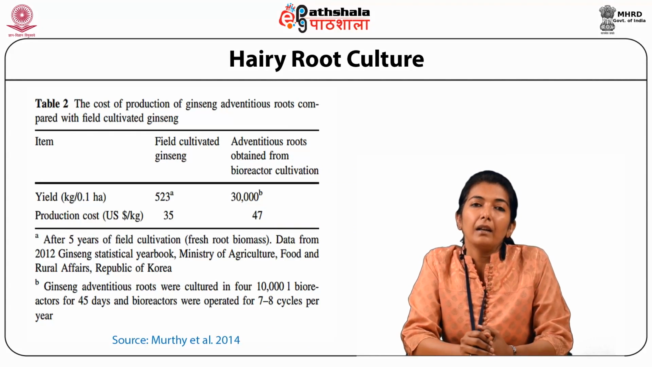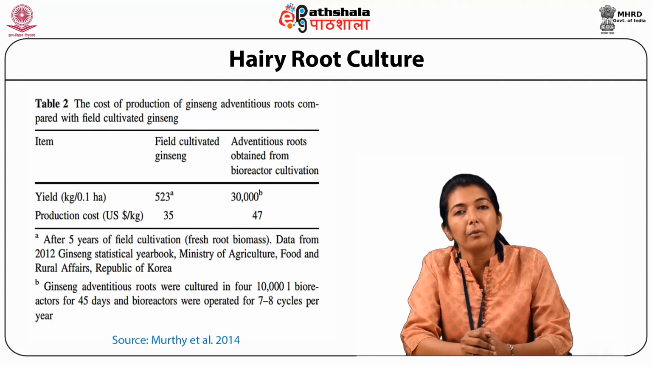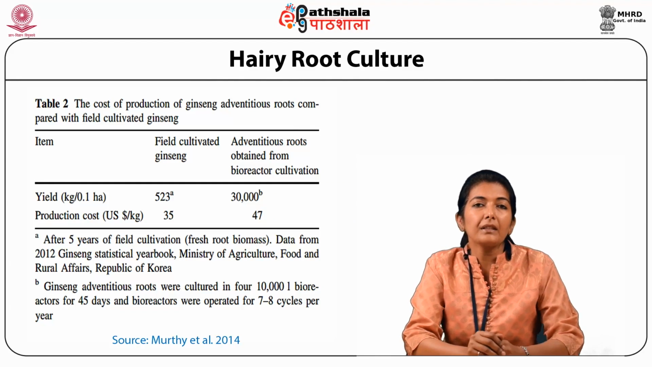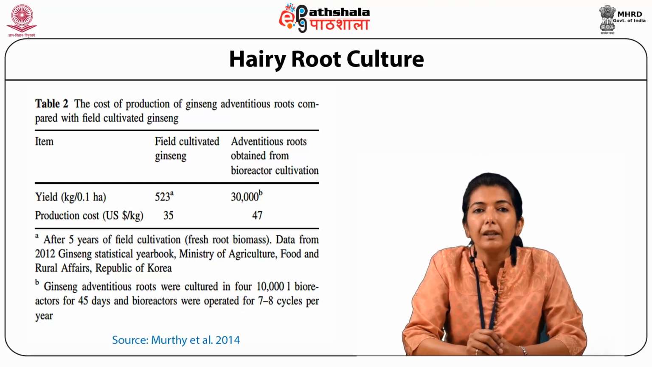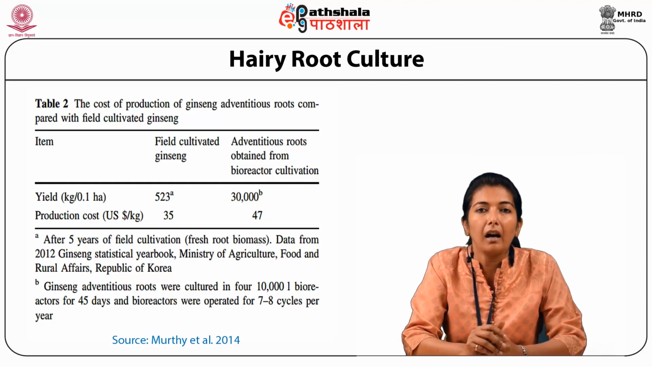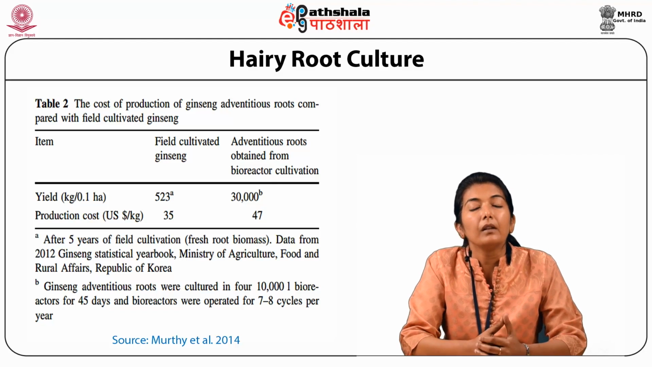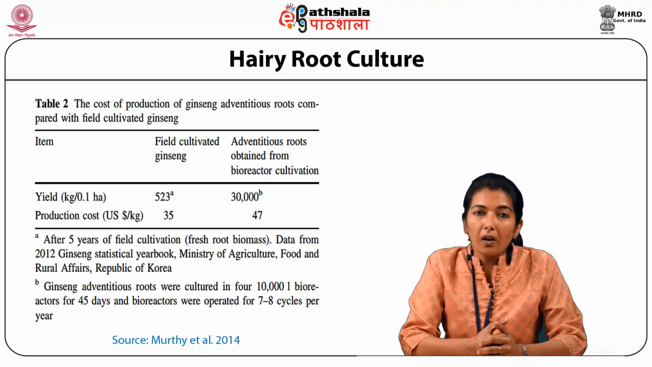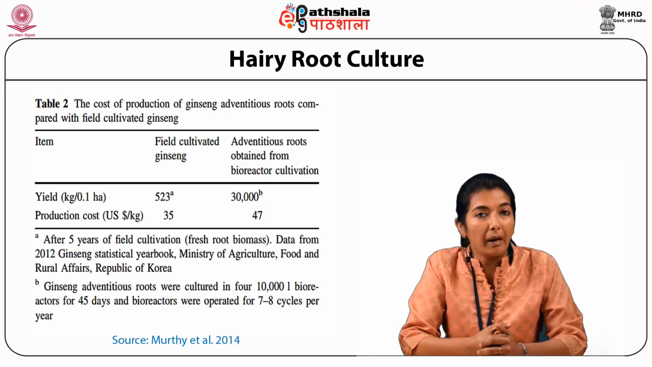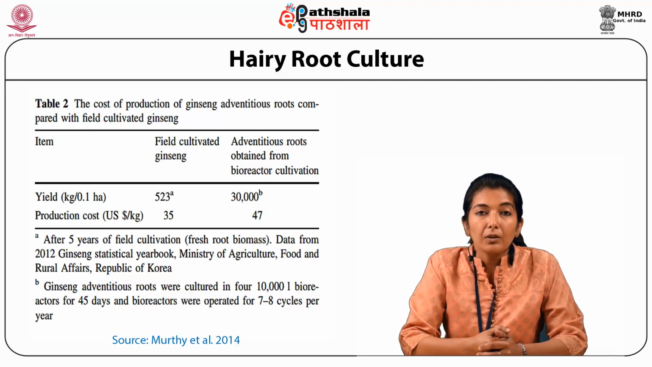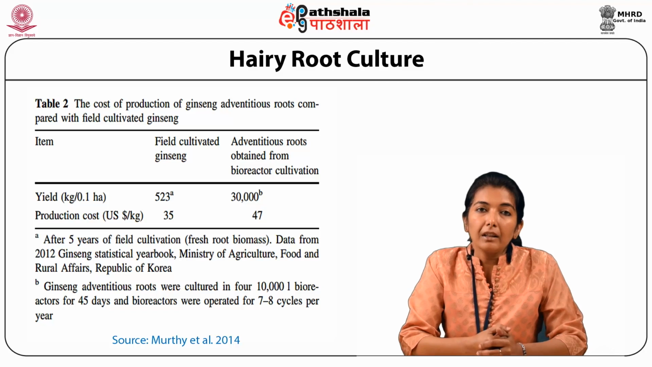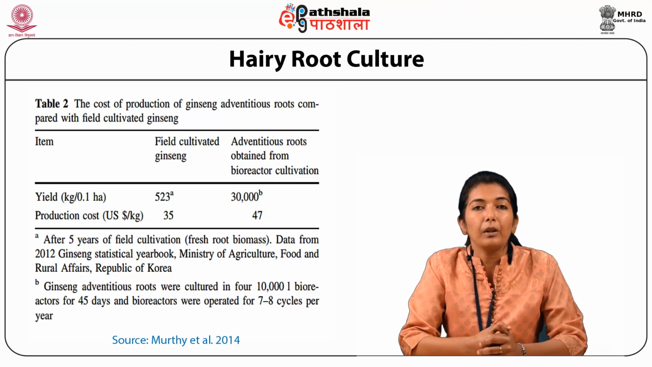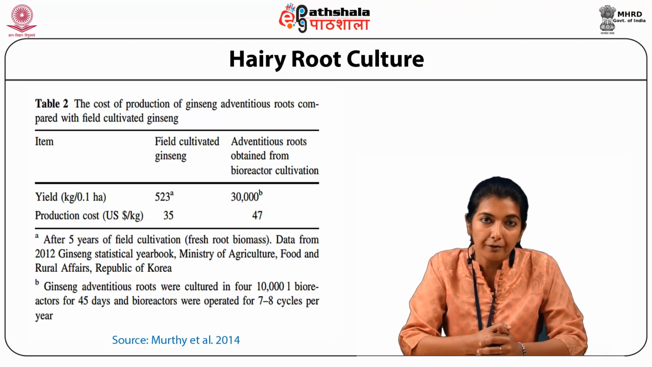Students, in this slide, I want to highlight the benefit of carrying out secondary metabolite production under an in vitro system. As you can see in this slide, there is a comparison between field cultivated ginseng and roots which are growing in a bioreactor. Although the production cost is relatively high in case of the bioreactor cultivation, if you see the yield, it is many folds higher. So in totality, the bioreactor cultivation proves to be much more cost effective.